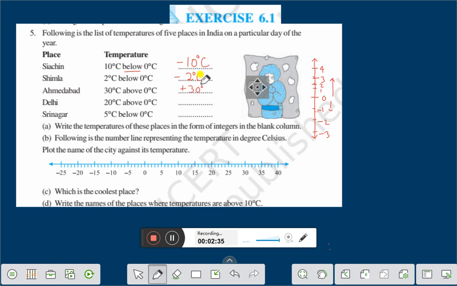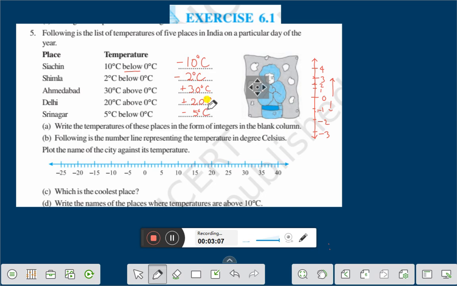Next is 20 degrees centigrade above 0 degrees centigrade. Above means positive. Therefore, plus 20 degrees centigrade. Now Srinagar, 5 degrees centigrade below 0 degrees. Below means minus, right? That is minus 5 degrees centigrade.